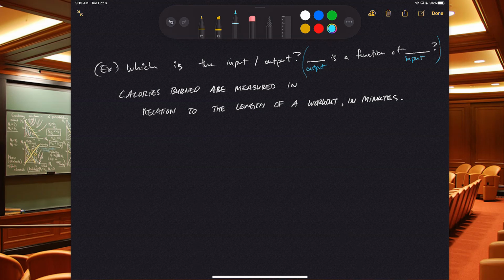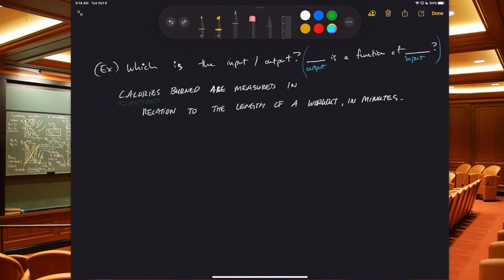Okay, so here we have a question of which is the more natural choice for the input or output. Remember, we use the language that the output is a function of the input. So given two variables or a description of a situation, which is which? Sometimes it could go either way, but oftentimes there is a more natural choice. So, let's say we're given this description: the number of calories burned is measured in relation to the length of a workout in minutes. Now you might have some intuition of what the input or independent variable might be and what the output or response variable might be. But let's work through this as if we're coming to it fresh.